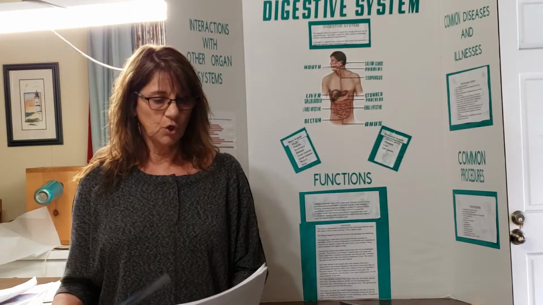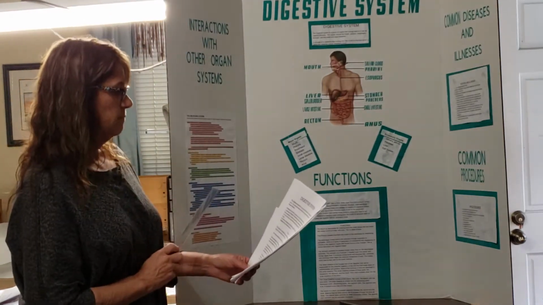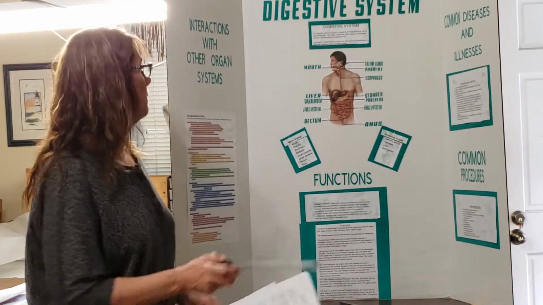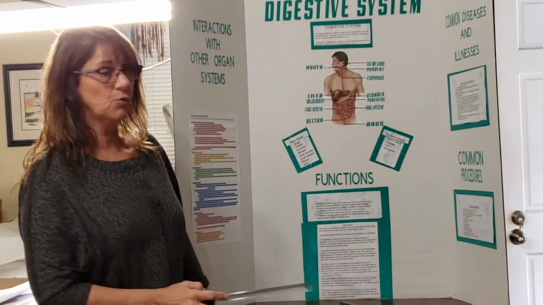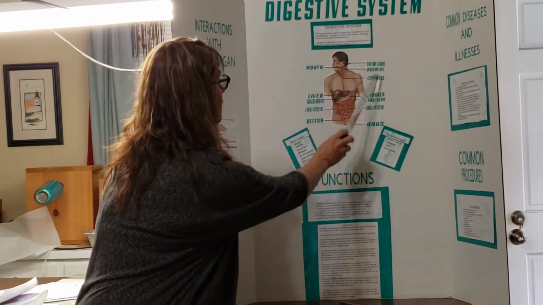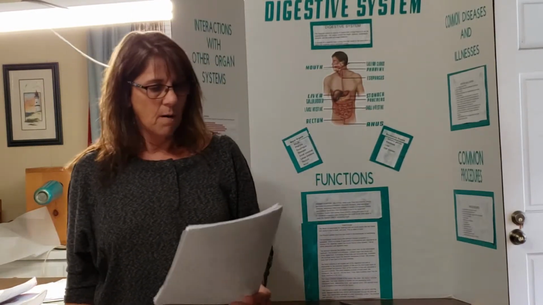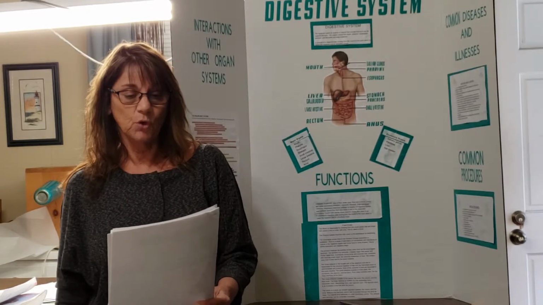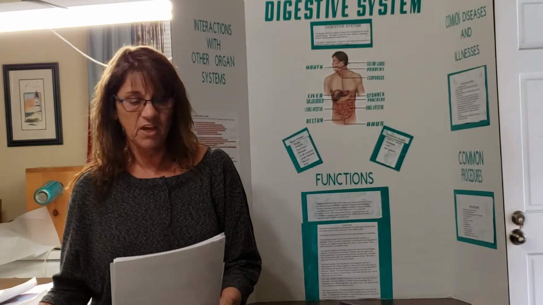The organs include the mouth, the pharynx, the esophagus, the stomach, and the small and large intestines. Those are the major organs. Now we also have some accessory organs, which are the salivary glands, the pancreas, the liver, and the gallbladder. The primary purpose is to take in food and break it down into nutrients, the good, and the waste is the unneeded.